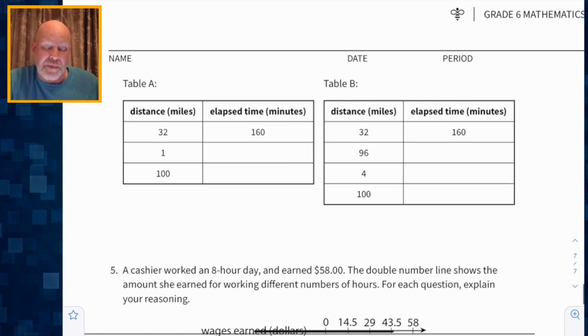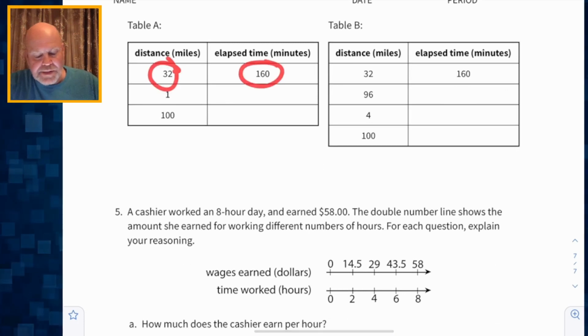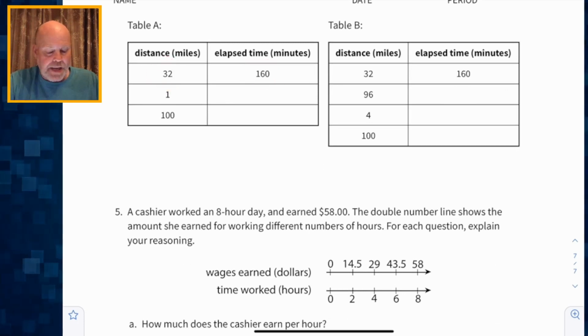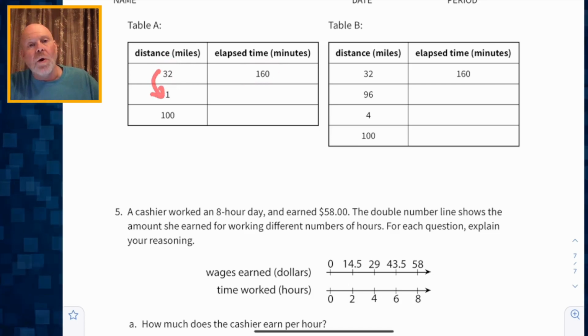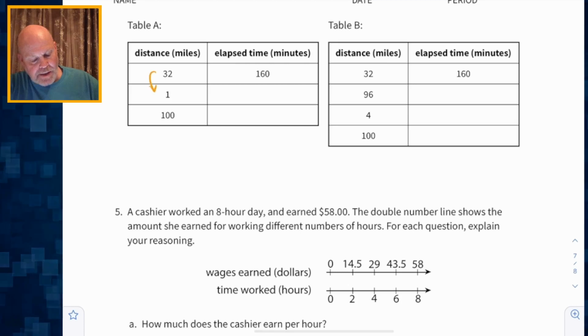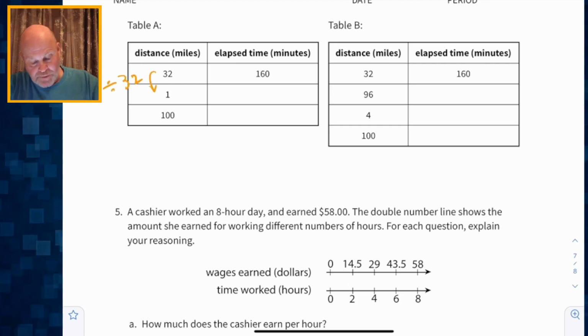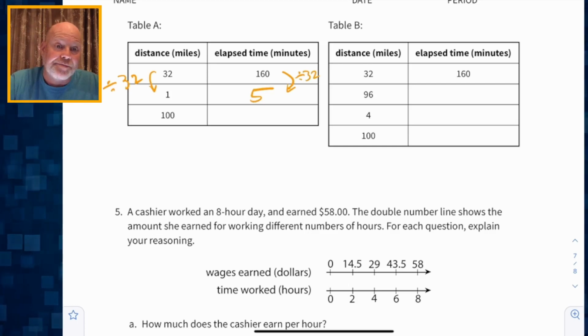They're both going to work. So let's take a look at table A. We start with 32 miles is 160 minutes, and somehow we have to get down to 1. So what are we going to do? Well, we're probably going to divide by 32. That's how we go from 32 to 1. And 160 divided by 32 is 5.